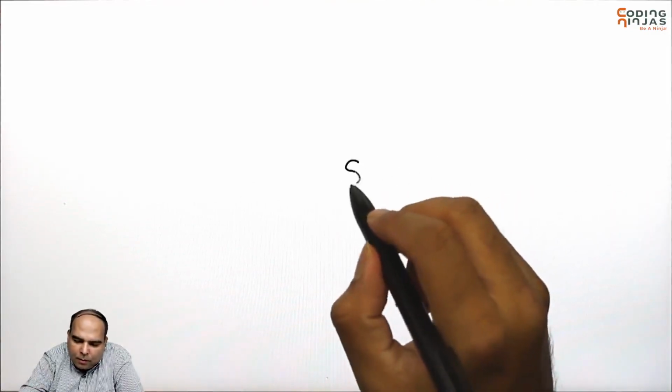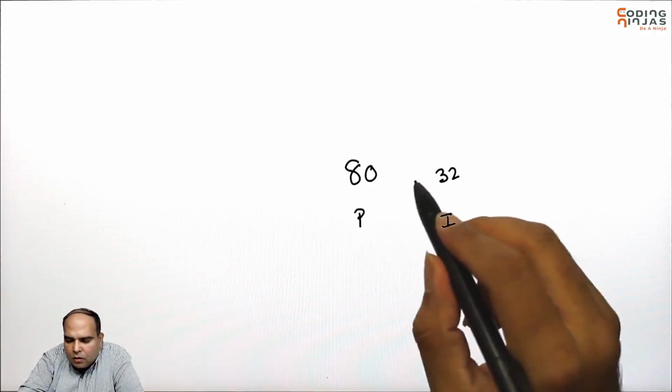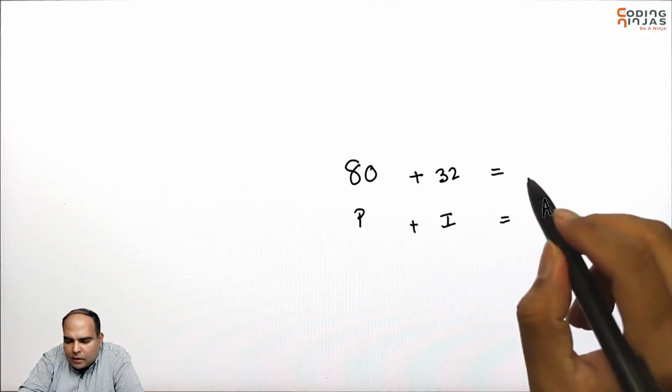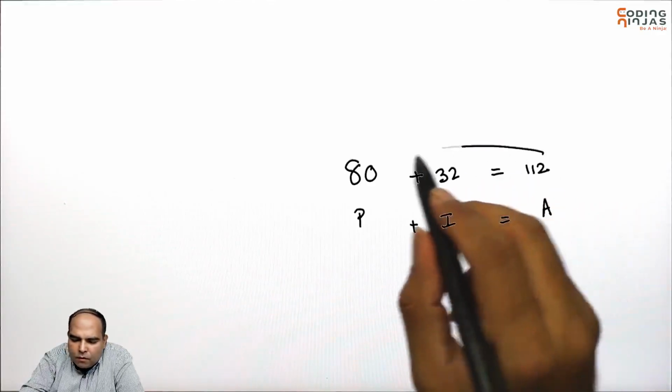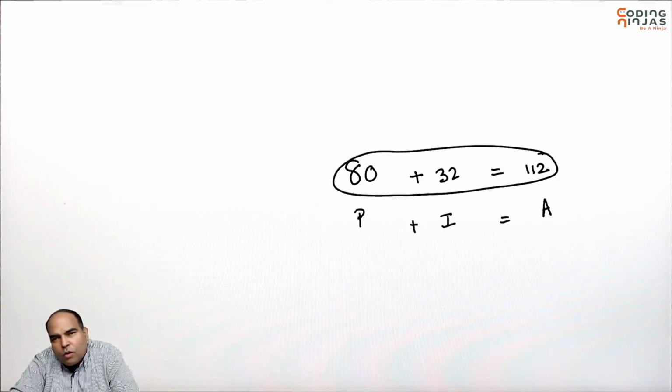And once you know that my principal was 80 and my interest was 32, my amount being principal plus interest would be 112. We know this, and there's absolutely nothing that you do not know or any variable that remains unknown at the end of this calculation.